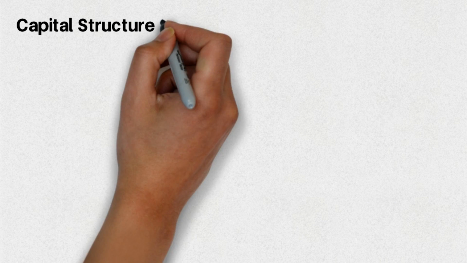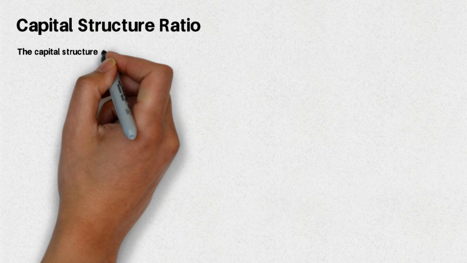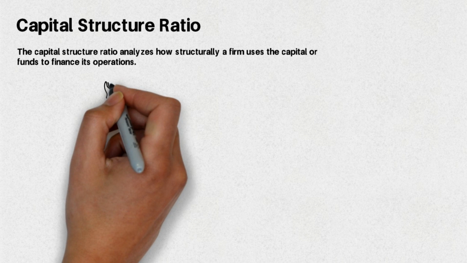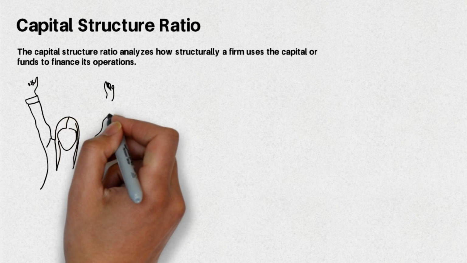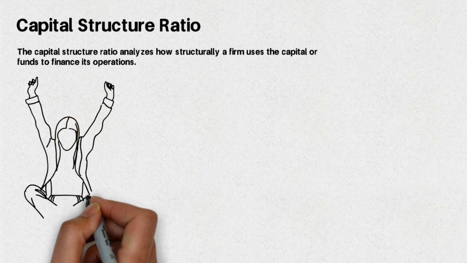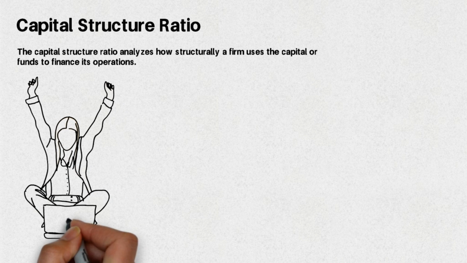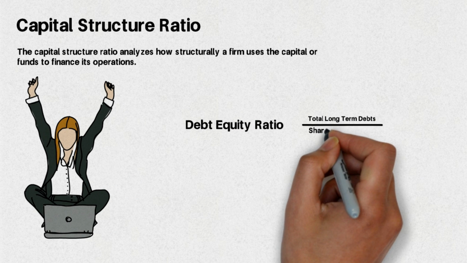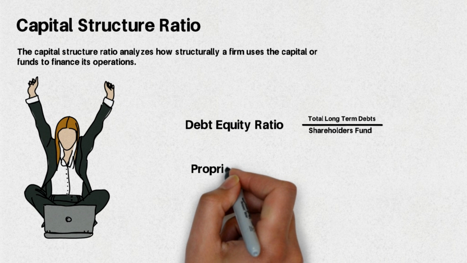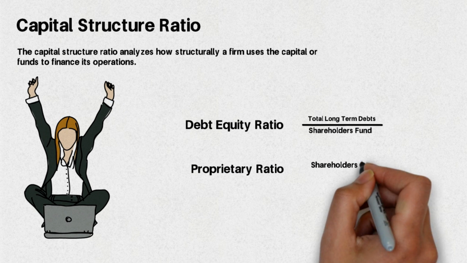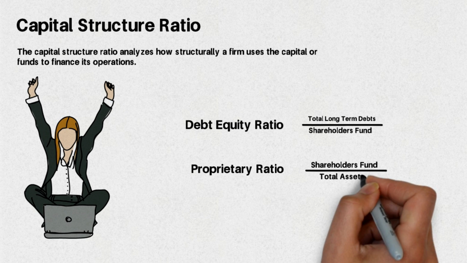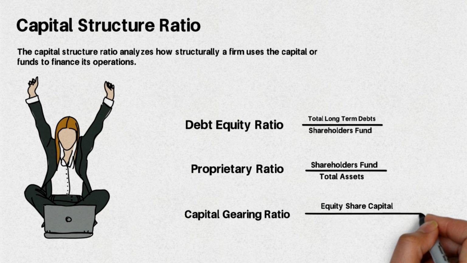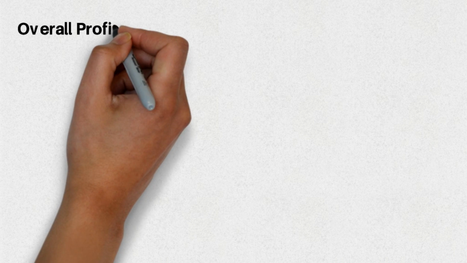Capital structure ratio. Capital structure ratio is one of the important financial ratios that analyzes how structurally a firm uses the capital or funds to finance its operations. The examples and formulas of capital structure ratio are: debt-equity ratio, total long-term debts upon shareholders' fund; proprietary ratio, shareholders' fund upon total assets; capital gearing ratio, equity share capital upon fixed interest-bearing funds.